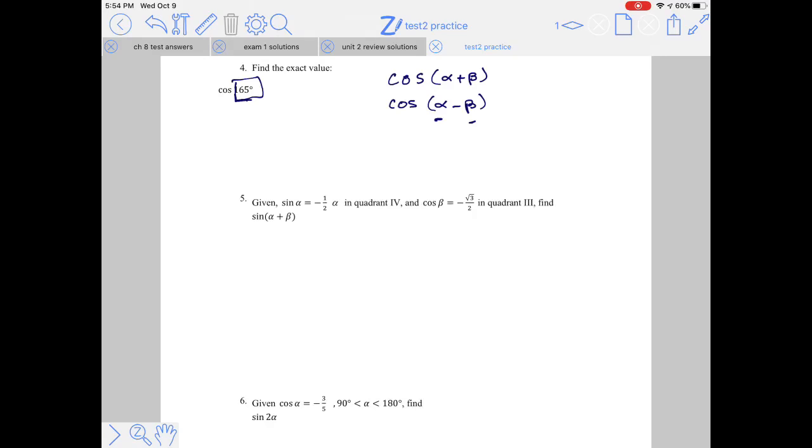Wait, say that one more time. So we have 180 minus 165 is 15 degrees. 15 times 2 is 30 degrees, which is a reference angle. So we can go half. Oh, yeah, 30. I hadn't thought of that when I wrote this problem, but yeah, that would work.